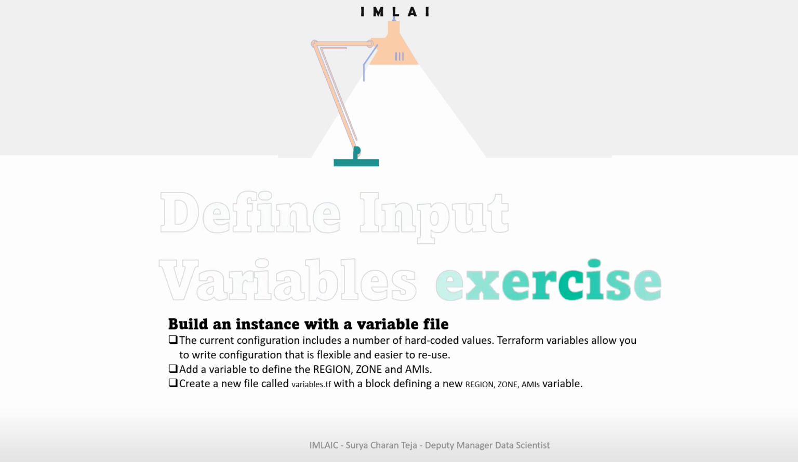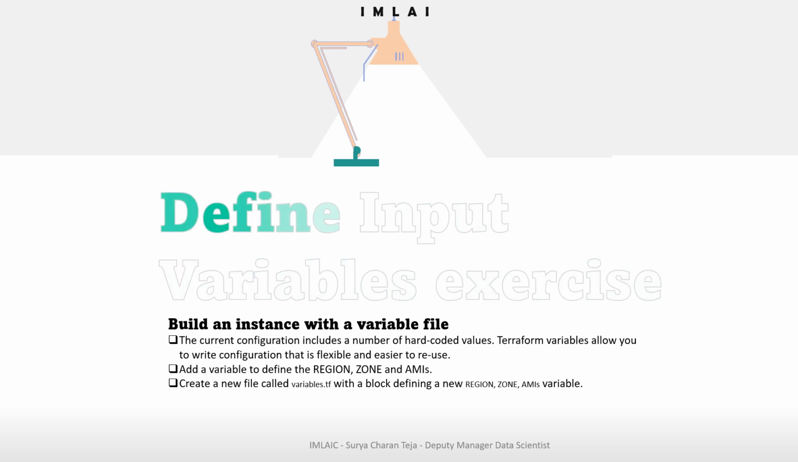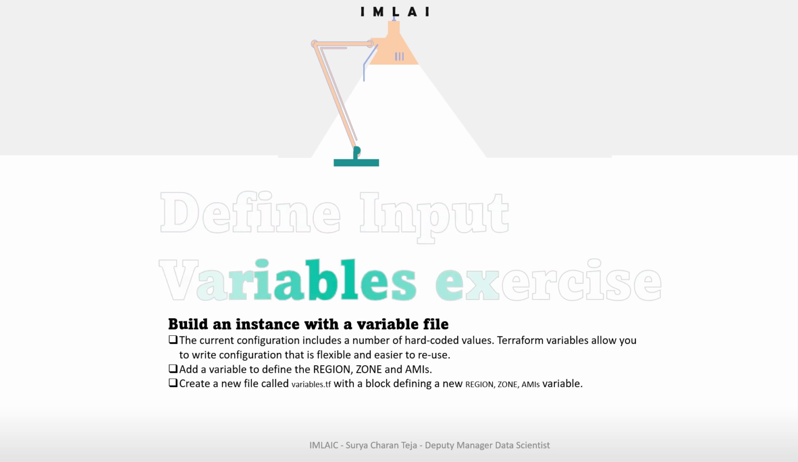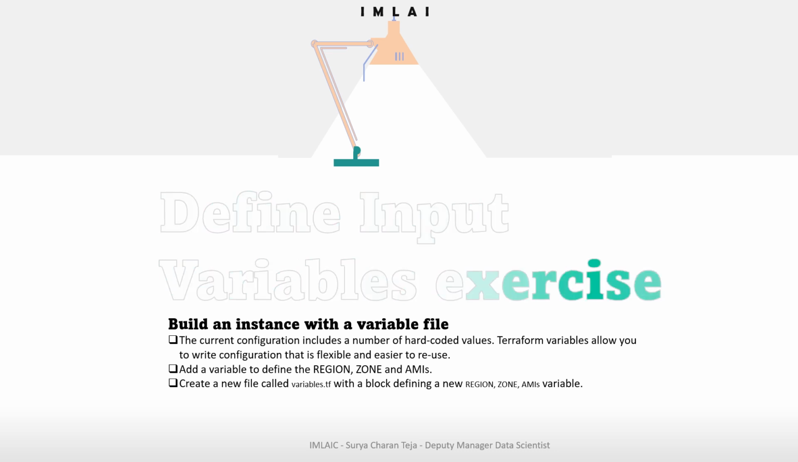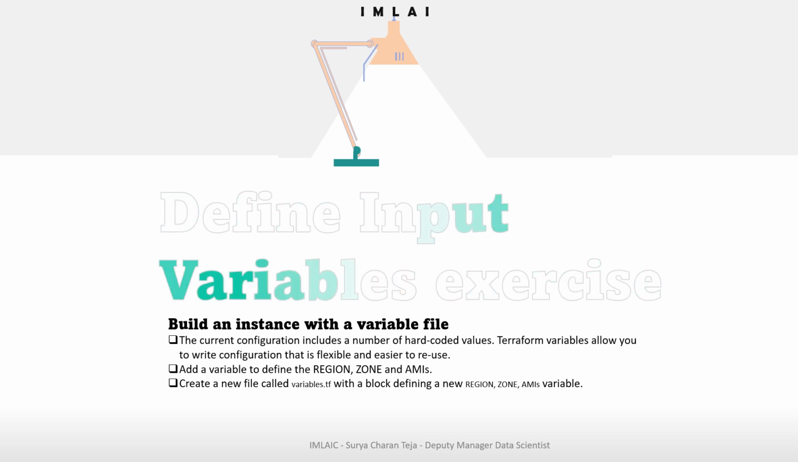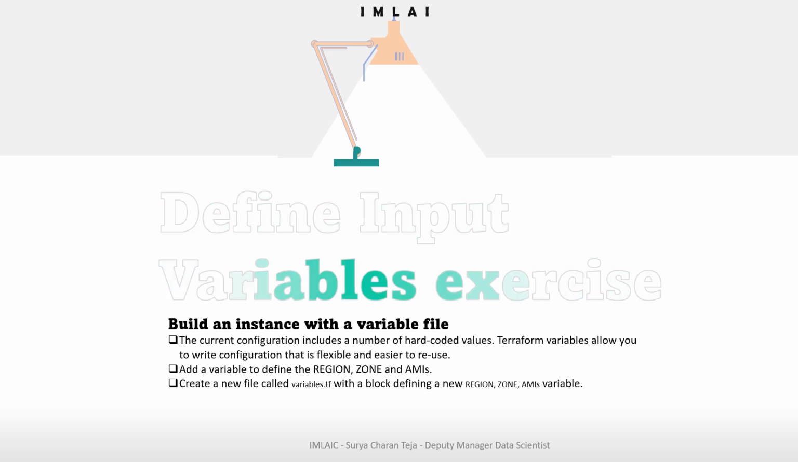So let's look into one more example. Here we are going to create an instance using a variable file. The current configuration includes a number of hard-coded values. Terraform variables allow you to write configuration that is flexible and easier to reuse. So let's add a variable to define the region, zone, and AMIs.